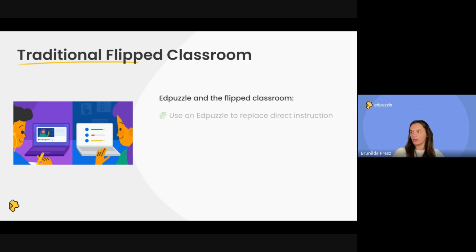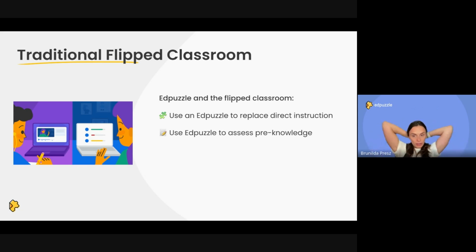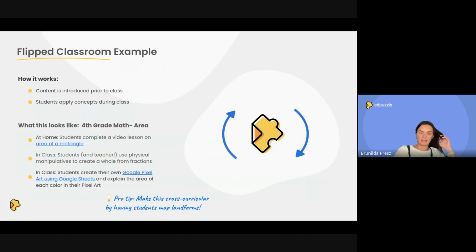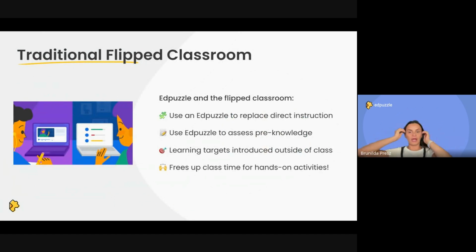Traditional flipped classroom, you can use Edpuzzle to replace direct instruction. You can use Edpuzzle to assess pre-knowledge. You can look at learning targets introduced outside of class, and you can free up class time for hands-on activities. One thing that I absolutely enjoyed when I was in the classroom was I would have a station where my students were doing an Edpuzzle video. I was teaching a small group instruction, and then I would have a hands-on learning.